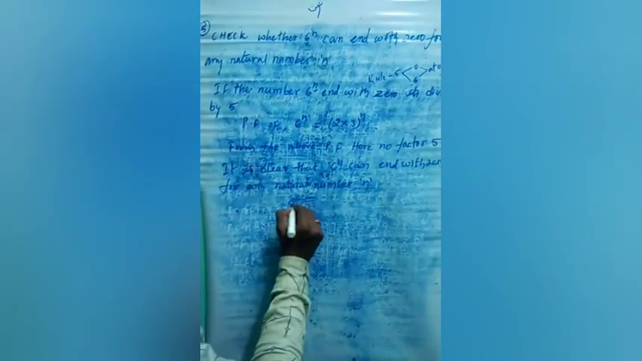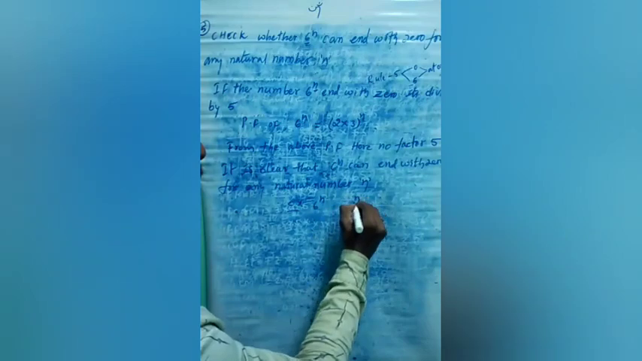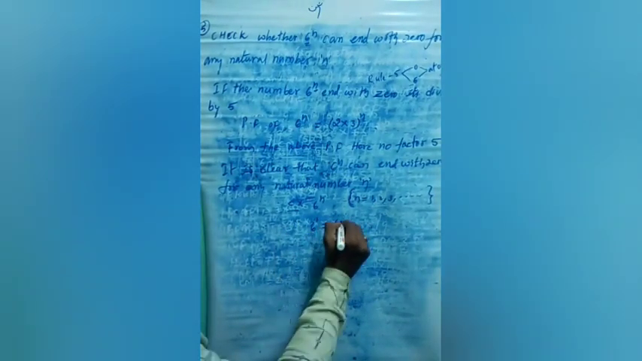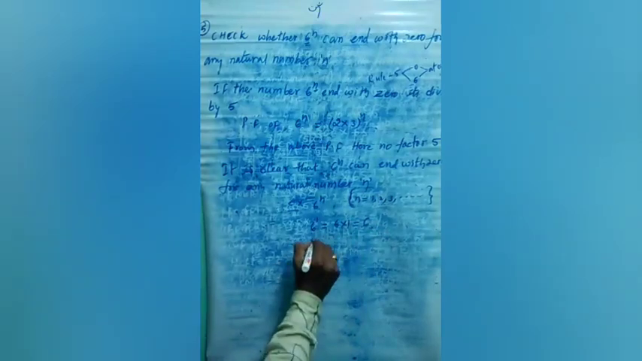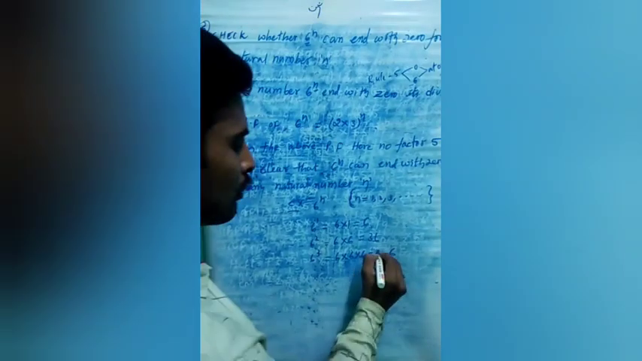For example, 6 to the power of n is given. Suppose n is 1, 2, 3, 4 and so on, because it is a natural number. First applying 1: 6 to the power of 1 is 6. 6 to the power of 2 means 6 into 6, 36. 6 to the power of 3 is 6 into 6 into 6: 36 into 6 is 216.